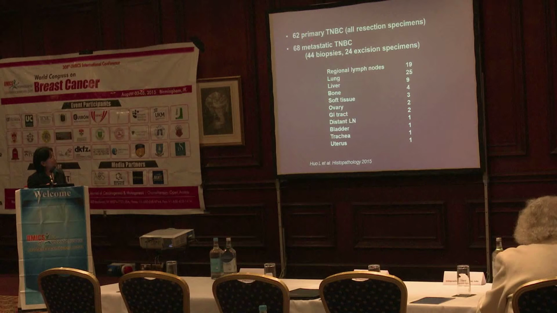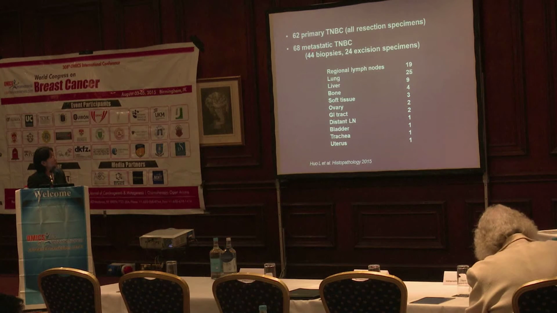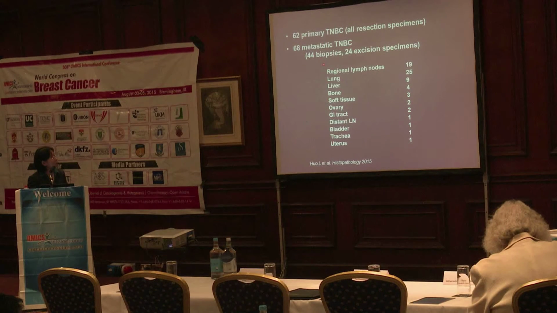In this newer study, we included 62 primary triple-negative breast cancers, and all of these were used in the first study as well. And we had 68 metastatic triple-negative breast cancers. Some of these overlapped with the cases used in the previous study. And this is a distribution of the metastatic sites.